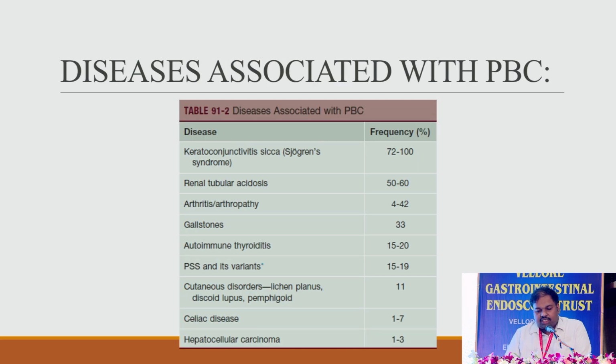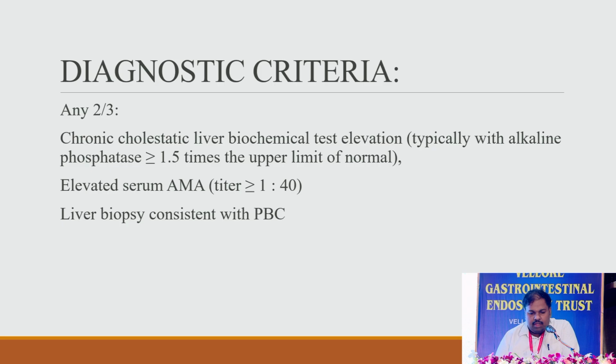Primary biliary cirrhosis can also present with other syndromes. In cases of keratoconjunctivitis, the frequency of associated primary biliary cirrhosis is around 70 to 100%. In cases of renal tubular acidosis, there is a 50% frequency. Other diseases like gallstones, arthritis and autoimmune thyroiditis can also present along with PBC in around 20 to 40%. The diagnostic criteria of PBC consist of three parameters. If any two of the three are present, then primary biliary cirrhosis can be confirmed.